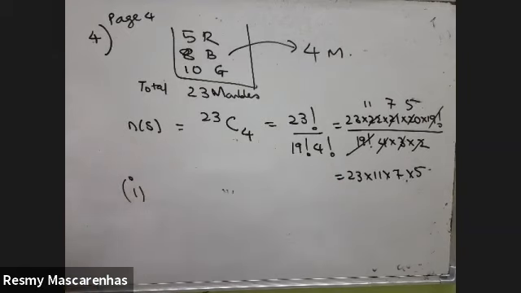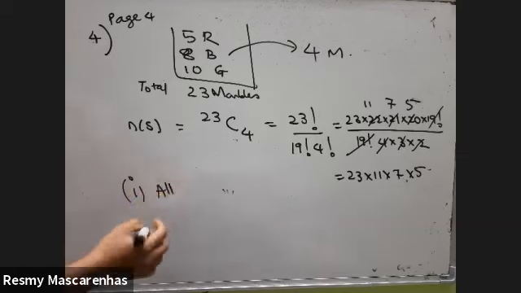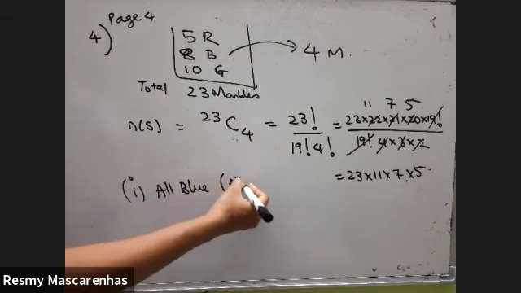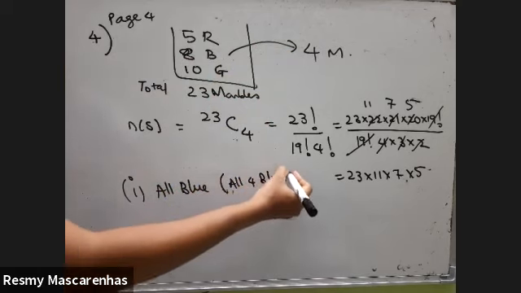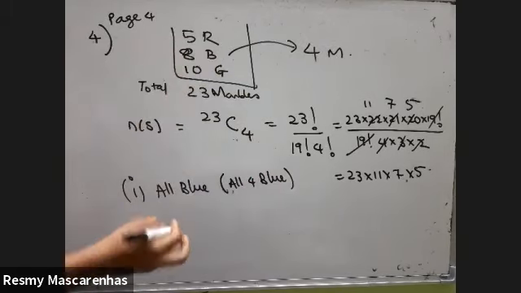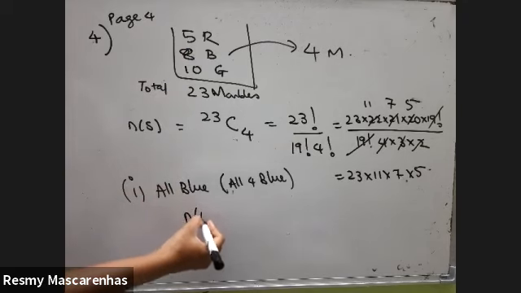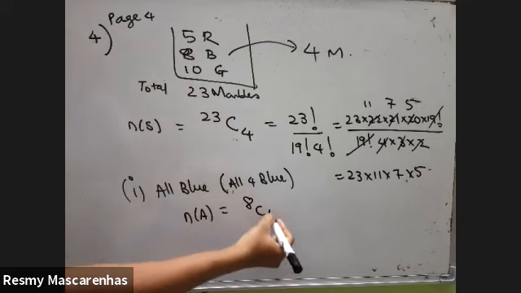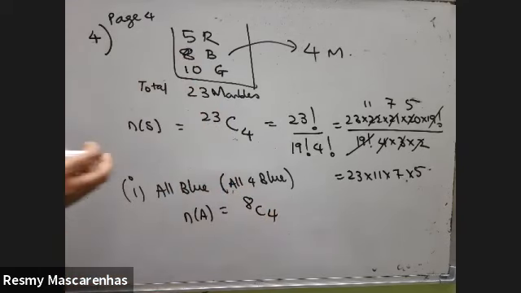Now let us start with the first condition. The first condition says all the marbles drawn have to be blue. Means what? All 4 blue. All the 4 marbles which are drawn should be blue. How many options you have for blue? 8 options. So 8C4 will be, out of 8 I am drawing 4. Calculate that.